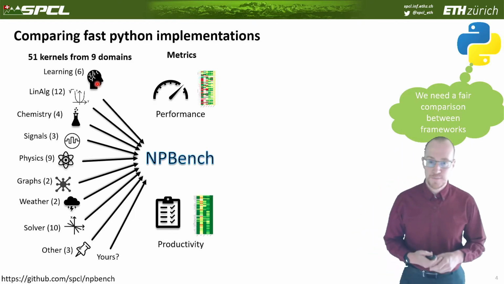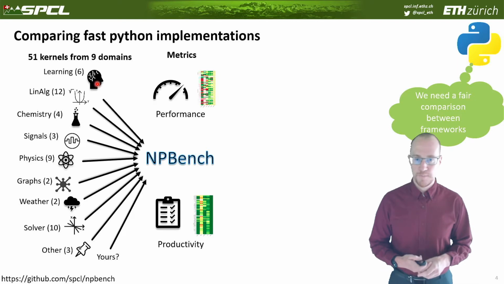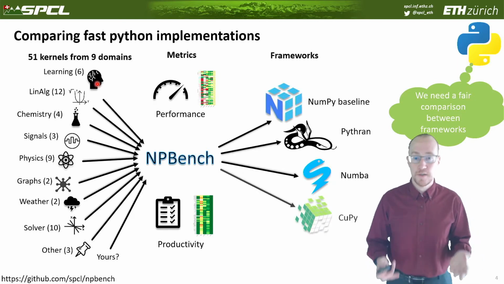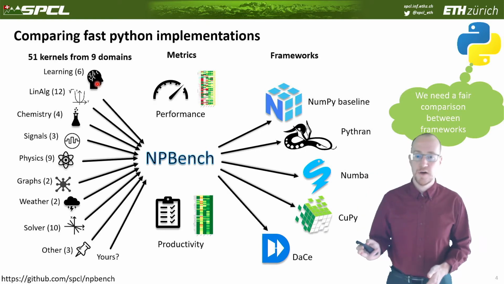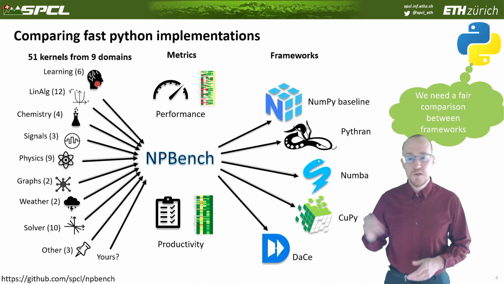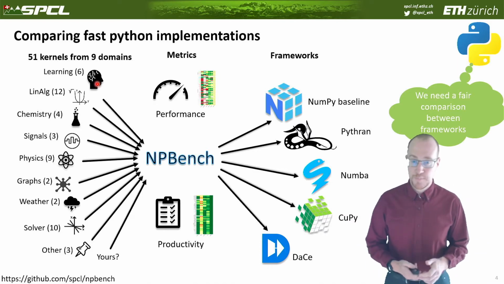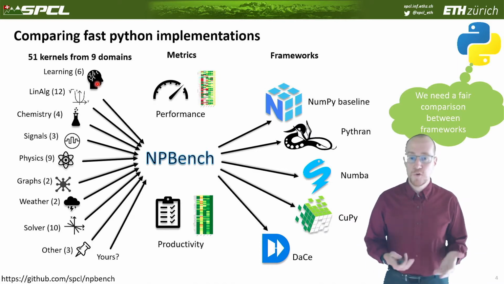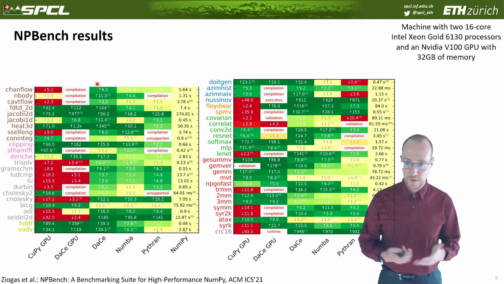So that was a new aspect that was added to NumPy bench, which didn't really exist in the NAS parallel benchmarks. And then, of course, there are multiple frameworks like the NumPy framework itself, Python, Numba, CuPy, and our own framework, DaCe, that I want to talk about today. But we will be using NumPy bench, specifically a subset of NumPy bench that is Polybench, for most of the evaluations today. Right? So when I talk about performance.